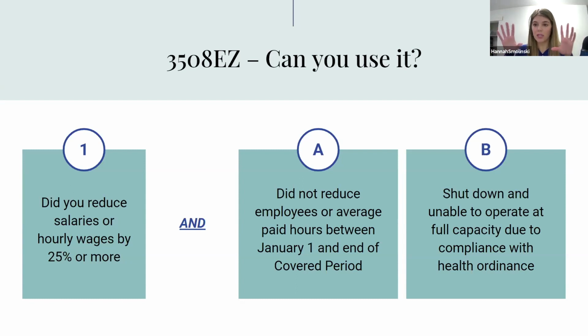But these two really need to be coupled together. You can't just say, okay, B applies, but I actually did reduce our hourly or salary wages more than 25%. Okay. So you have to do both and.